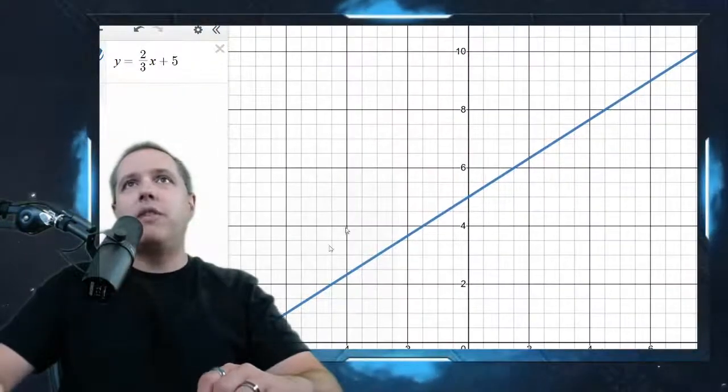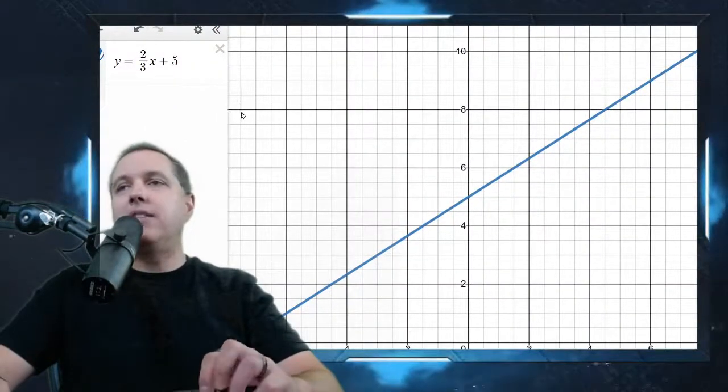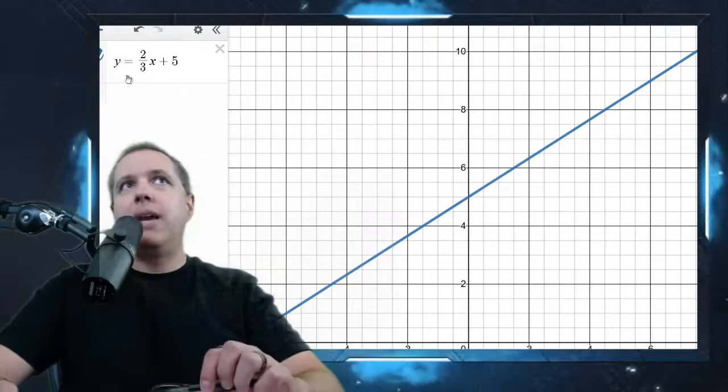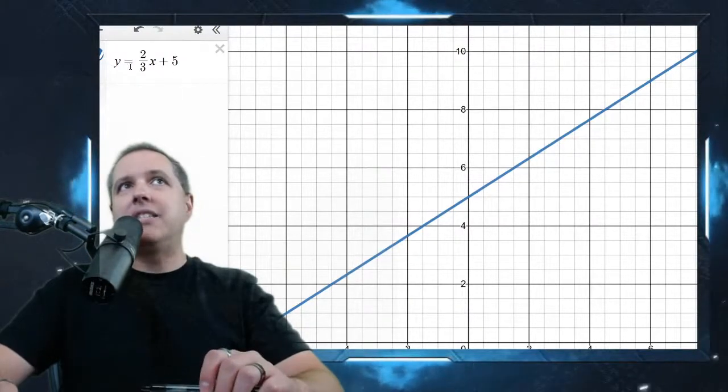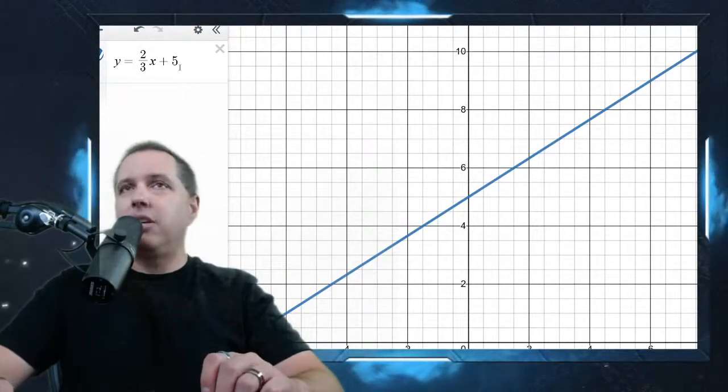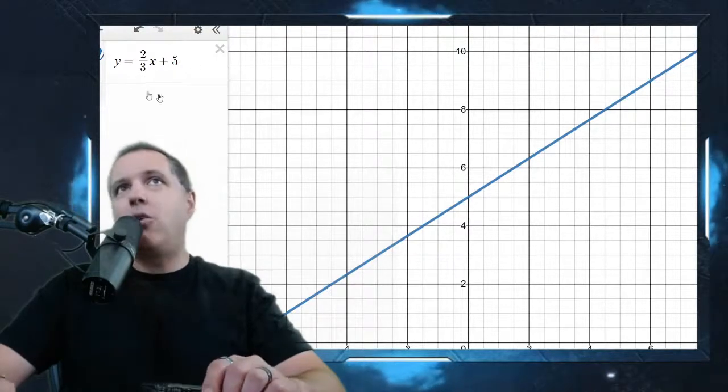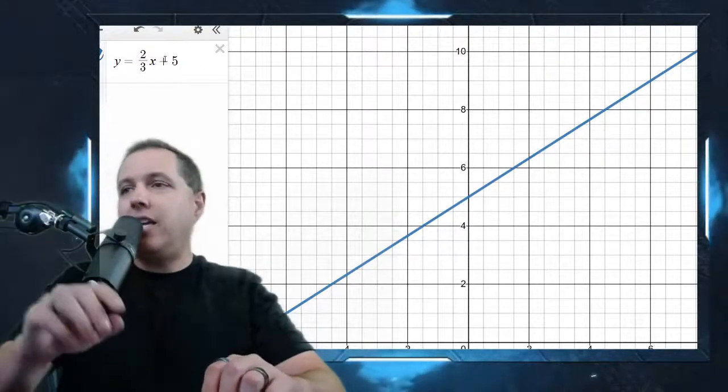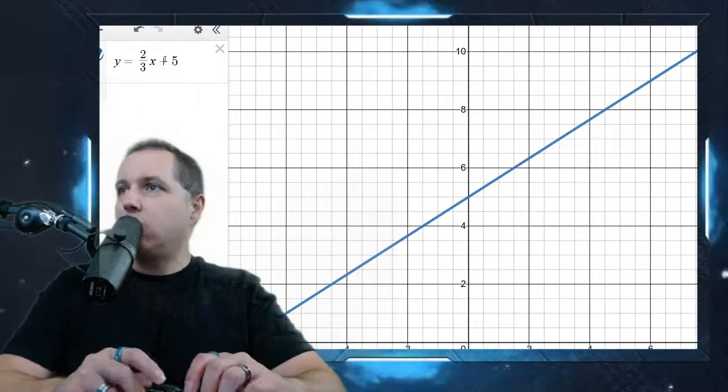So here we have this line. You always graph the line. I'm going to make this an inequality in just a minute. I'm going to make this y is less than or equal to 2/3 x plus 5. But I don't want to put it up here yet because it'll shade it, and I don't want to give away which side we're going to shade.